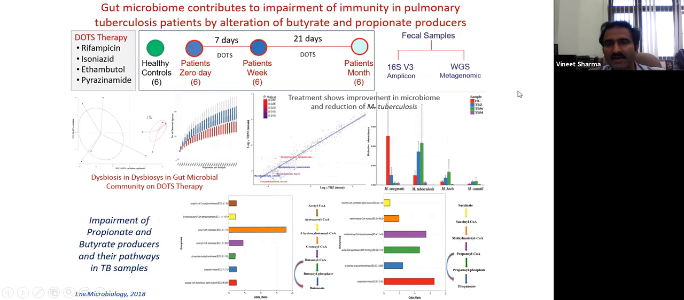Okay, then earlier, in collaboration with IGIB, we also looked at the gut microbiome of tuberculosis patients. So we took samples from different stages: the healthy samples and the tuberculosis patients who never had any antibiotic, that is the start day, and then after the antibiotics we followed them. First we showed that, okay, antibiotics are working and the amount of mycobacterium in the gut is decreasing, right?